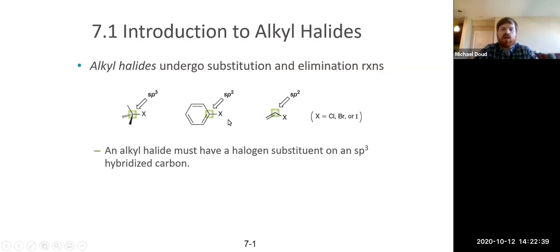When we get to the alkenyl or the benzyl, for example, or the phenyl halide, that has a whole other set of reactions that we'll talk about. We're going to talk about this one next semester, and I think this one we'll talk about later this semester.